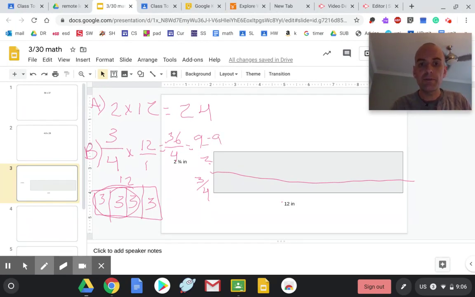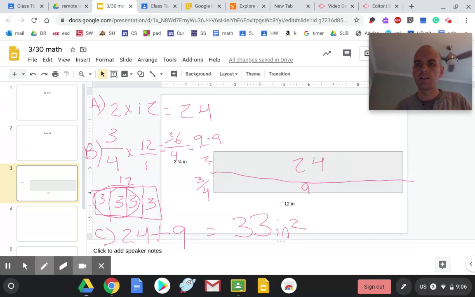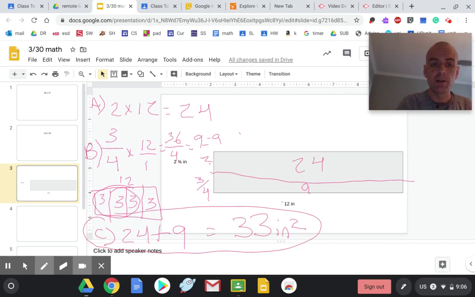Okay? Then you have to add your 2. So if you have 24 and you have 9, you have to add, that's step C, 24 plus 9. Okay? And that equals 33 inches squared. So the most mistakes I'm seeing are on the multiplying of fractions. You have to remember your strategies. The second most amount of mistakes I'm seeing is people aren't adding in both areas. You have to add both areas back.